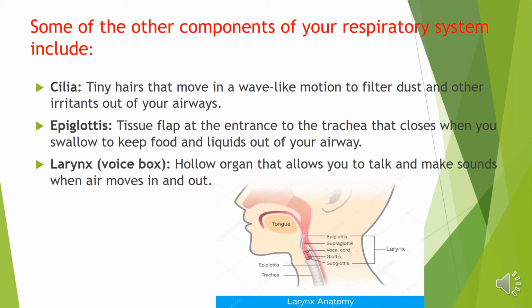It is a small flap at the entrance to the trachea that closes when you swallow to keep food and liquids out of your airways. Larynx, the voice box. It is the hollow organ that allows you to talk and make sounds when air moves in and out. So we have our drawings, or a diagram. It shows our tongue, the movement of our tongue. Going to the larynx, we have the epiglottis, supraglottis, the vocal cords, the glottis, and the subglottis. Next, down to the epiglottis and trachea. This is the larynx anatomy, class.